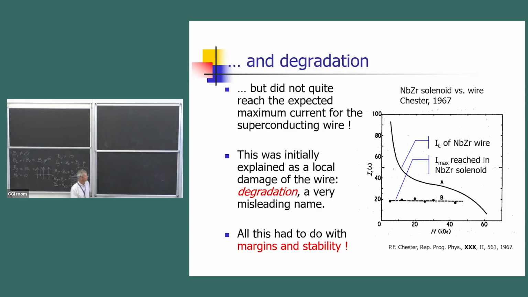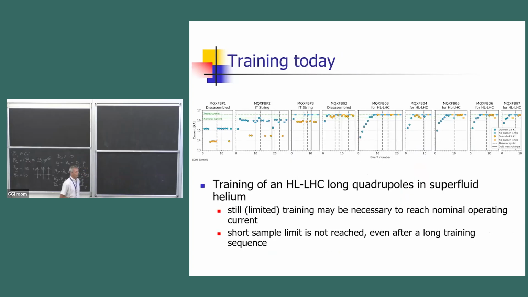And so people started talking about degradation. Okay, so they thought, okay, we don't get to the critical current because the superconductor, something has gone wrong. Okay, in fact, this had to do with margin and stability. Okay, that was the 60s. You may say, well, 2025, we are much better than that.